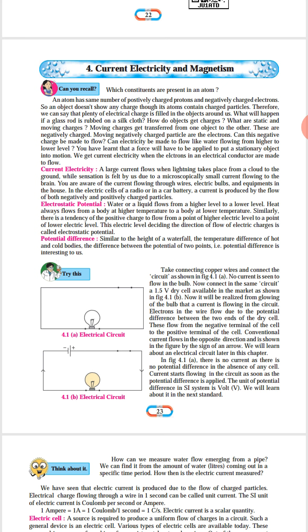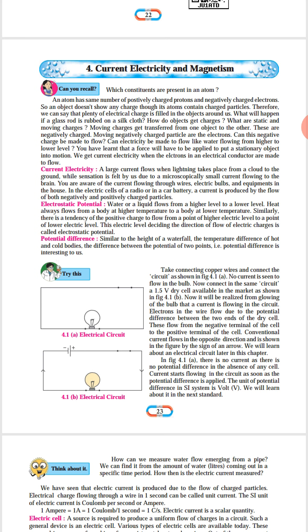Electrons in the wire flow due to the potential difference between the two ends of the dry cell. This flow is from the negative terminal of the cell to the positive terminal of the cell. Conventional current flows in the opposite direction and is shown in the figure by the sign of an arrow. We will learn about an electric circuit later in this chapter. In figure 4.1, there is no current as there is no potential difference in the absence of any cell. Current starts flowing in the circuit as soon as the potential difference is applied. The unit of potential difference in the SI system is the volt. We will learn about it in the next standard.